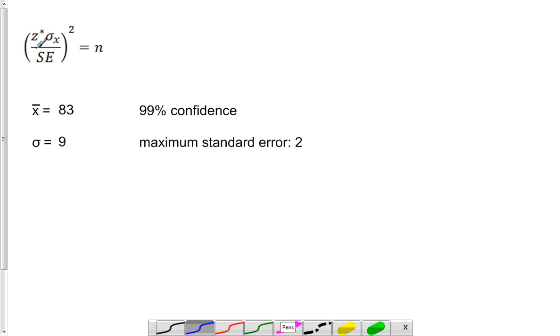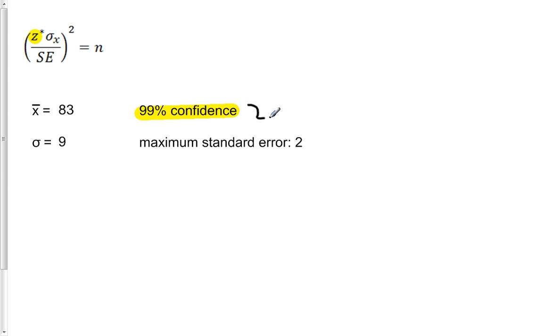Our z star is the critical value of z that refers to the interval. So, 99% confidence interval for z. The z-score that corresponds to that is going to be 2.576. That's something either you already have written down or you would calculate using inverse normal on your calculator. So 2.576 is our critical value of z. We'll write that in now. 2.576.